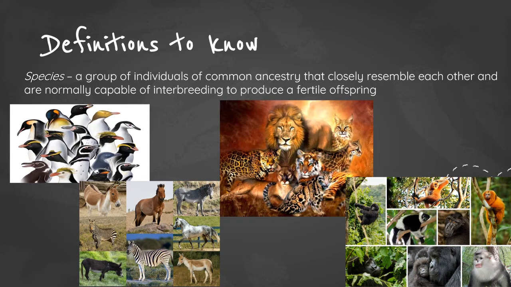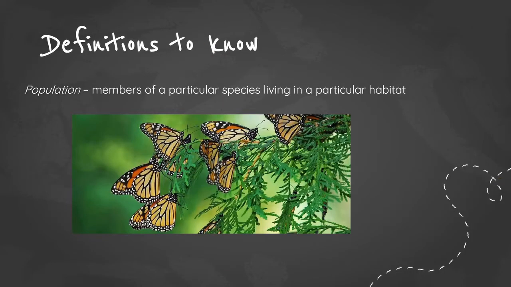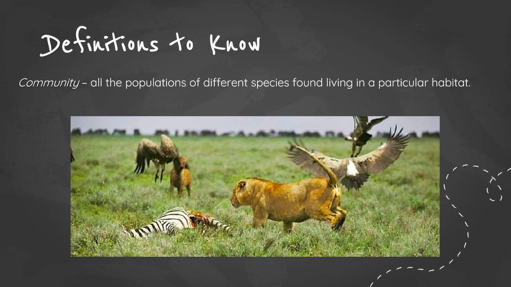A species is a group of individuals that resemble one another and are normally capable of producing fertile offspring. They tend to share the same common ancestry. A population of a species simply refers to the members of that particular species living in a particular habitat. A community is simply all the populations of different species found living in a particular habitat.